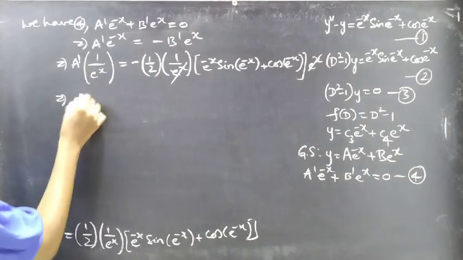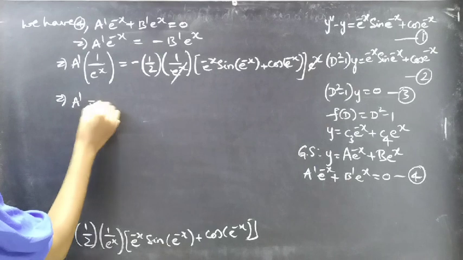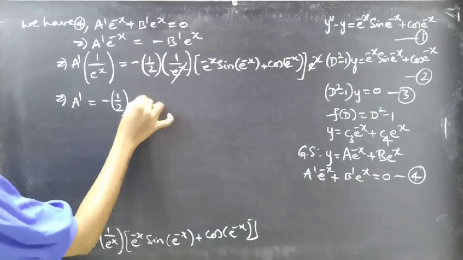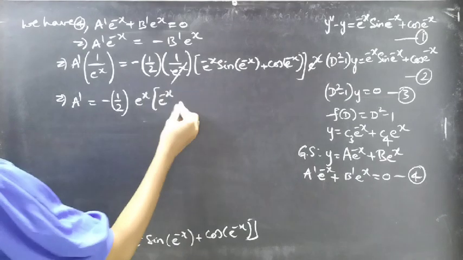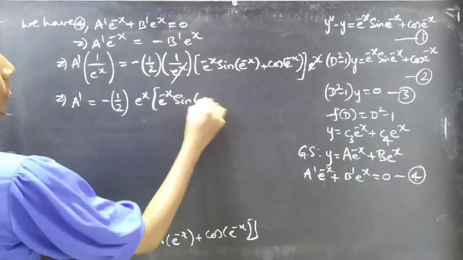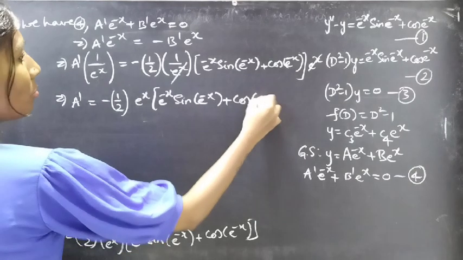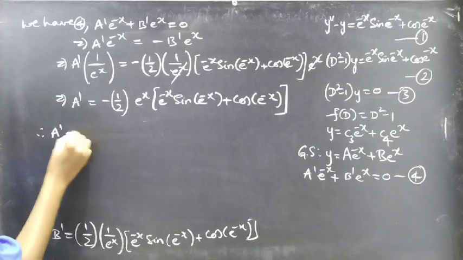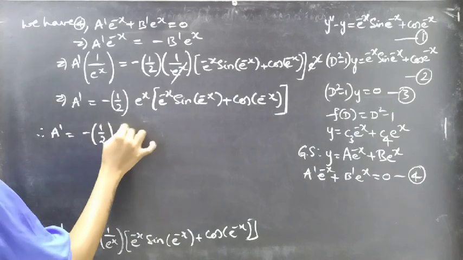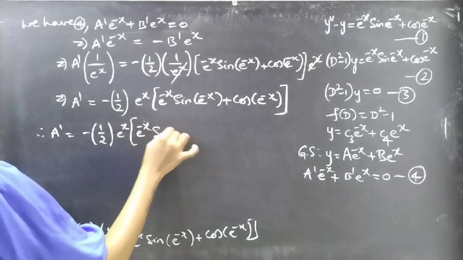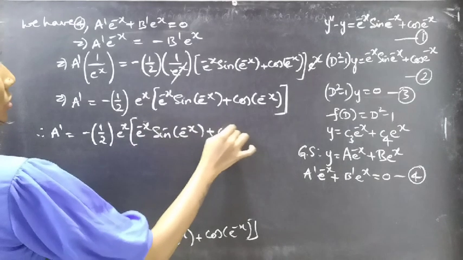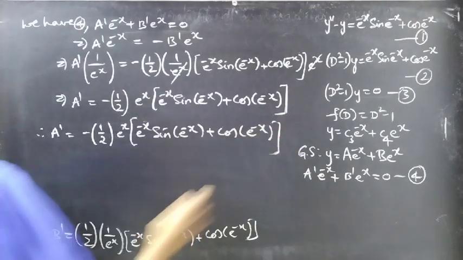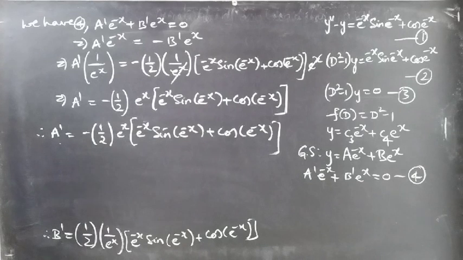Now take this e power x to RHS, we'll get a dash equals to minus 1 by 2 into e power x of e power minus x sine e power minus x plus cos e power minus x, right? Therefore a dash equal to minus 1 by 2 e power x into e power minus x sine of e power minus x plus cos of e power minus x. See, we got a dash and b dash. Let's now find a and b. We'll find a using a dash and b using b dash.